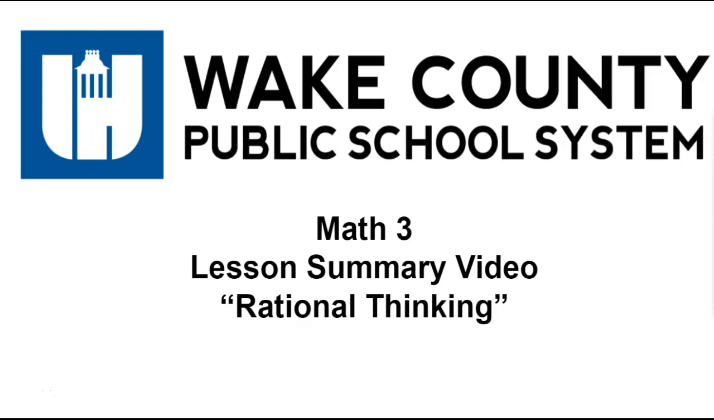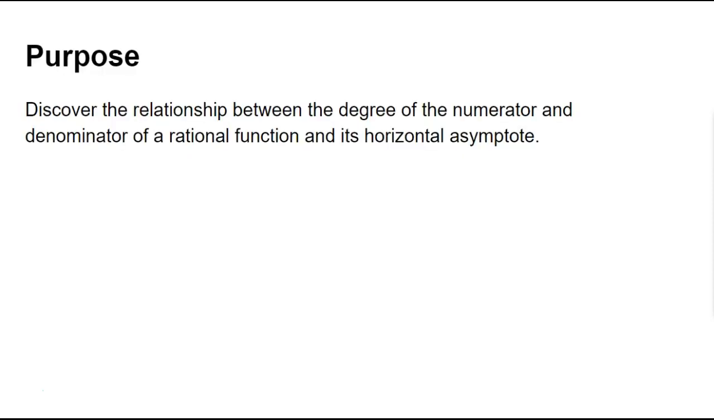Math 3 Lesson Summary Video, Rational Thinking. This lesson is a solidify understanding task, which takes concepts developed previously and helps you formalize those ideas. The purpose of this lesson is to discover the relationship between the degree of the numerator and denominator of a rational function and its horizontal asymptote.